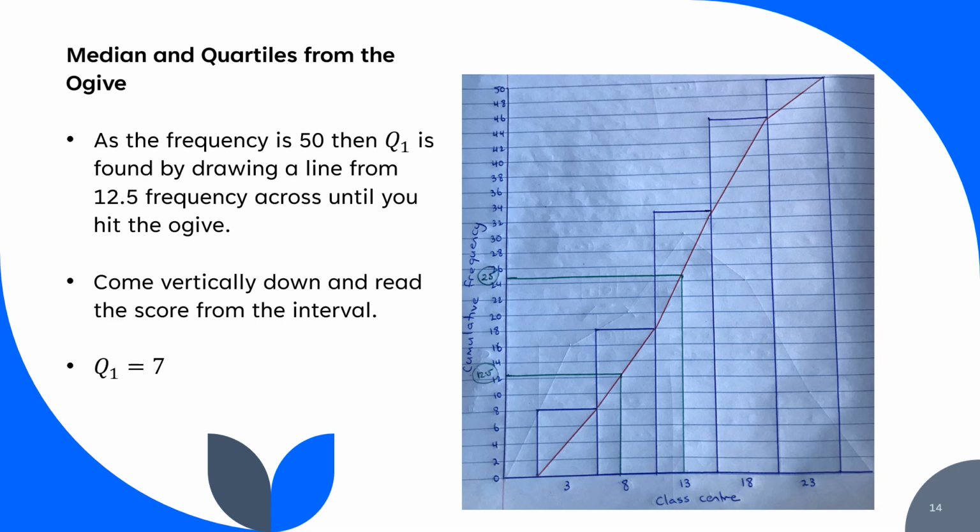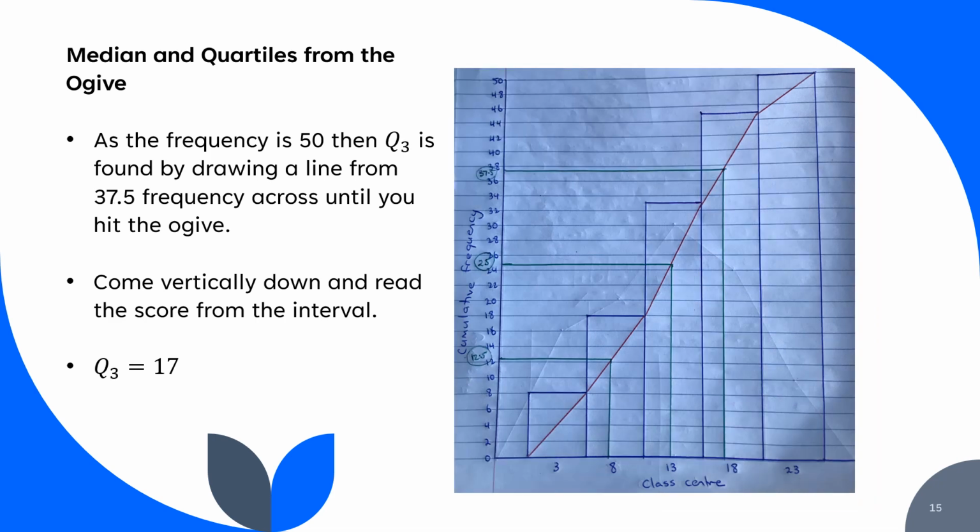For our Q1, which is a quarter, a quarter of 50 is 12.5, so you come across at 12.5 until you hit the ogive. You'll notice in this case, we come down vertically just to the left of 8. So we would say that our Q1 would be 7. And remember, these are approximates.